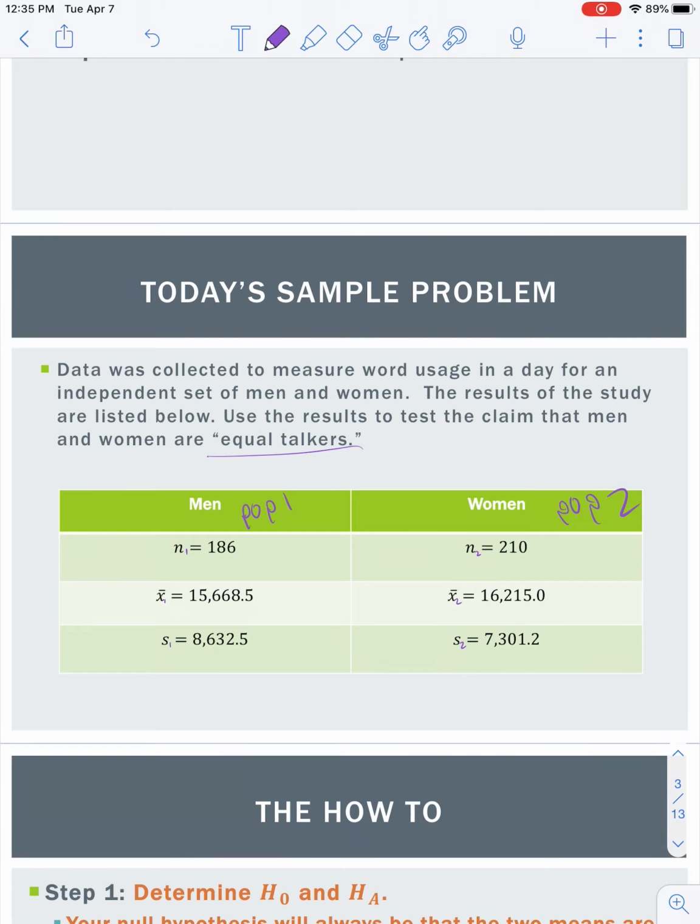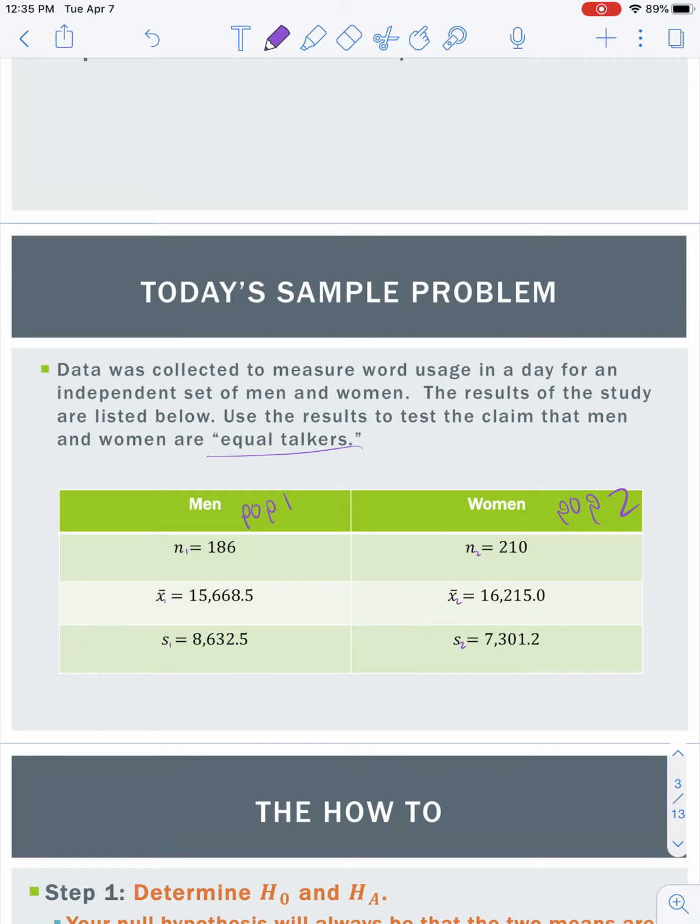So today's sample problem, the first one we're going to do is talking about the amount of words men and women use in a given day. So what we've done is we've used some kind of word tracker to track how many words a day men and women are using, and out of 186 men we have this many average words and this standard deviation, and for 210 women we have this mean and this standard deviation.